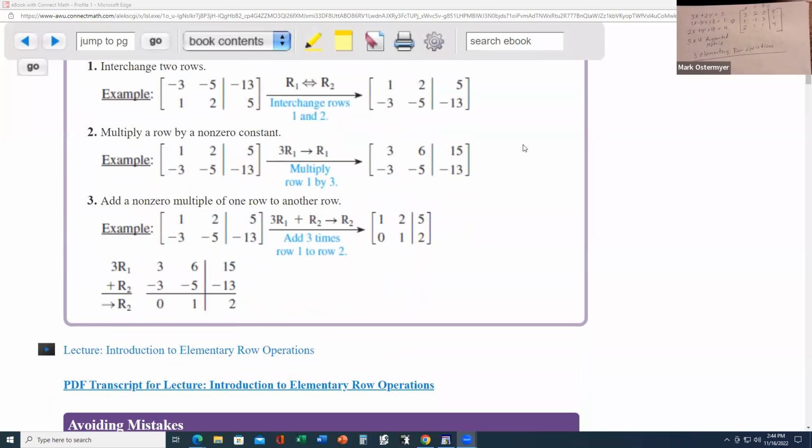Three valid elementary row operations, ladies and gentlemen. You can always interchange any 2 rows of a matrix. You can always multiply any row by a non-zero constant. And you can always add a multiple of one row to another row in a matrix. Any questions about these elementary row operations? All right, so these are three valid or legal moves we can subject a matrix to and still preserve an equivalent matrix.